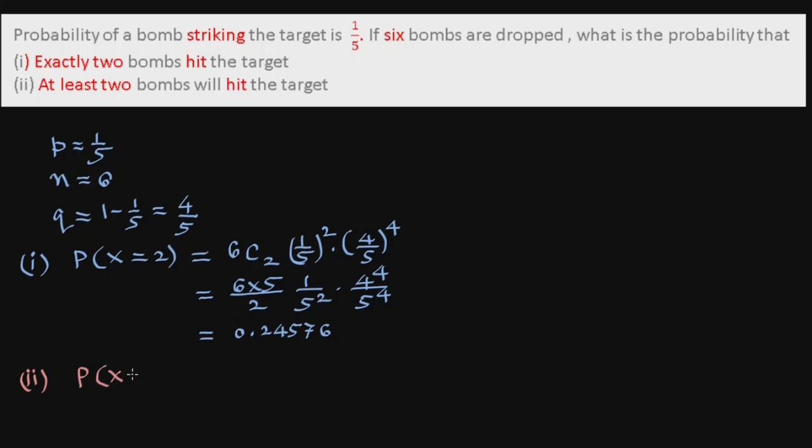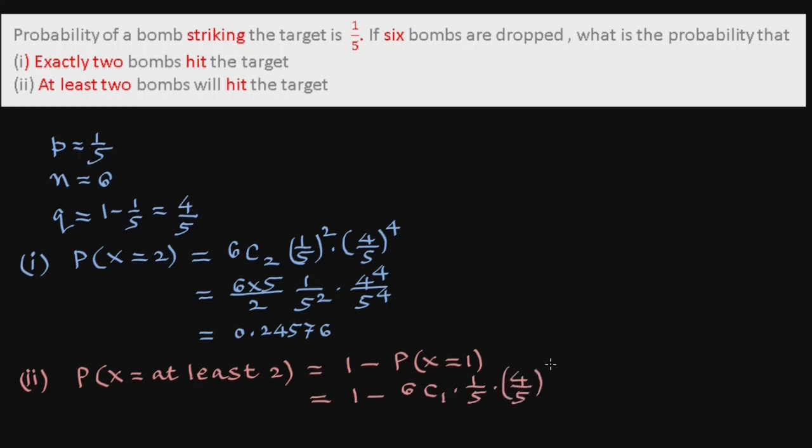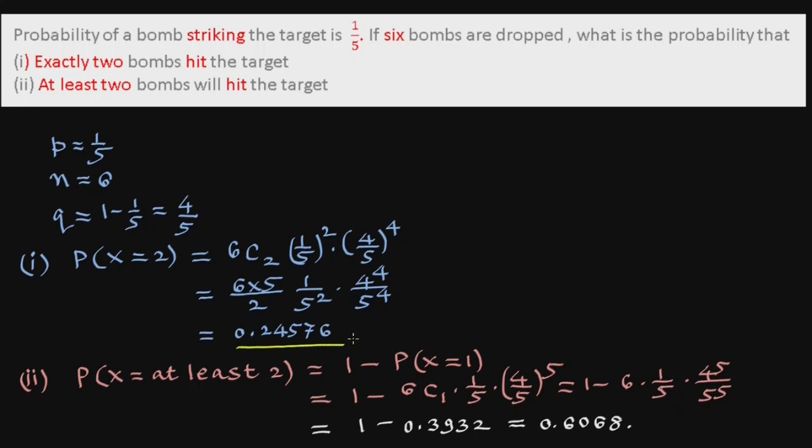In the second problem, we have to find the probability when at least 2 bombs will hit the target. So P(x at least 2) will be 1 minus P(x=1), which is 1 minus 6c1 (1 upon 5) (4 upon 5) raised to 5, which equals 1 minus 0.3932, which is 0.6068. So the probability that 2 bombs will hit the target is 0.24576, and the probability that at least 2 bombs will hit the target is 0.6068.